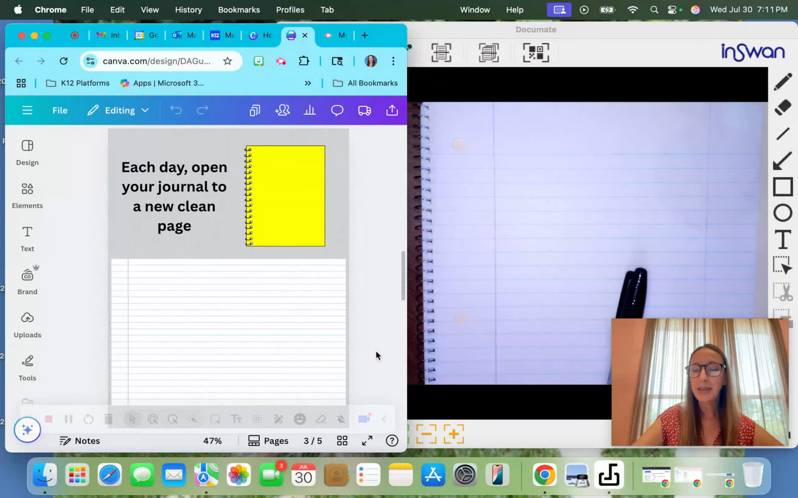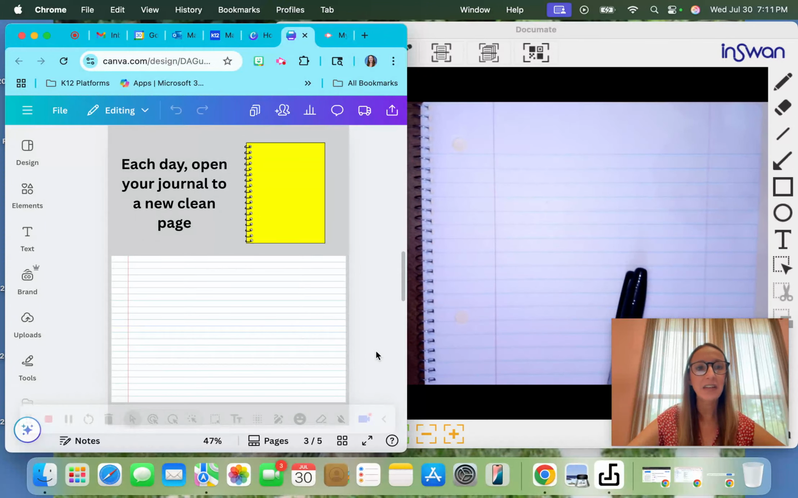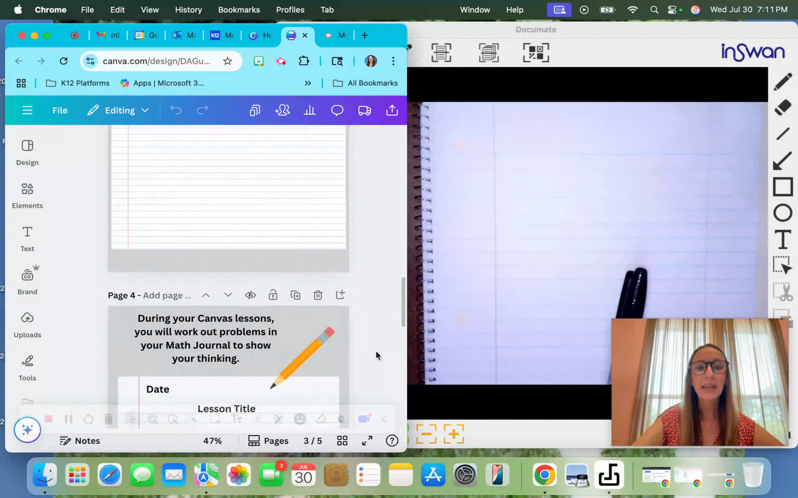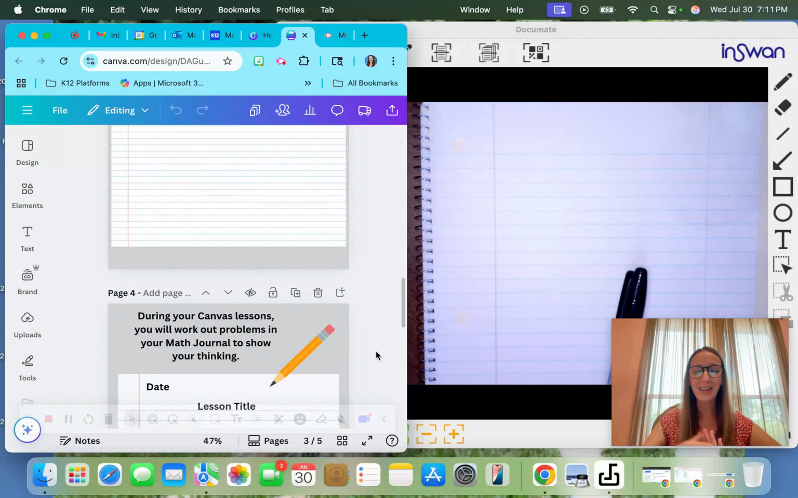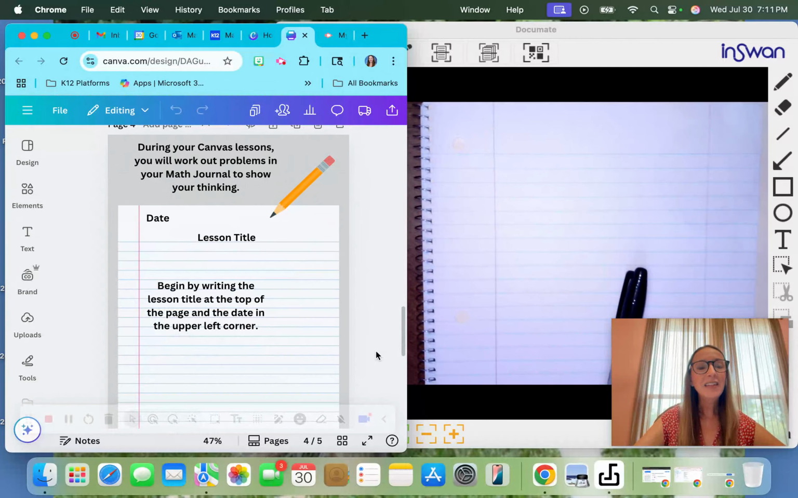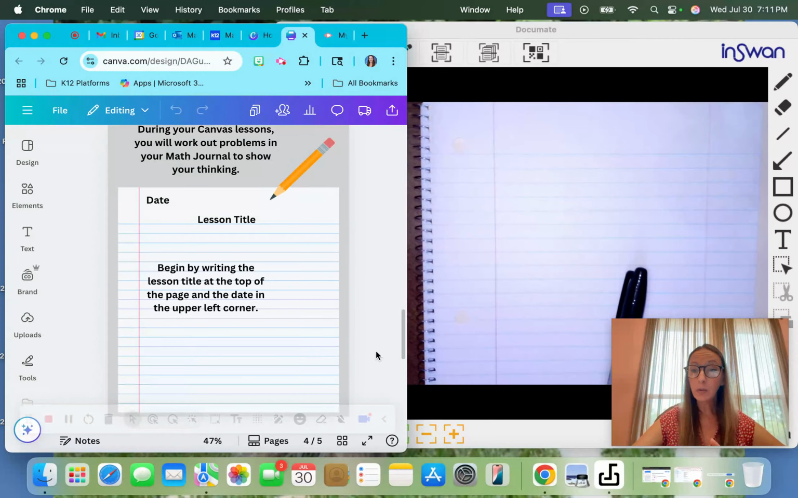Each day when you begin your math lesson in Canvas, you're going to open up to a new clean page in your journal, like I am showing here. It can be the front or back. We want to save paper, so working on the back to start a lesson, that is no problem. And then during your Canvas lessons, we'll work out problems together with your virtual teacher and then also on your own during your practice sets and your exit tickets.